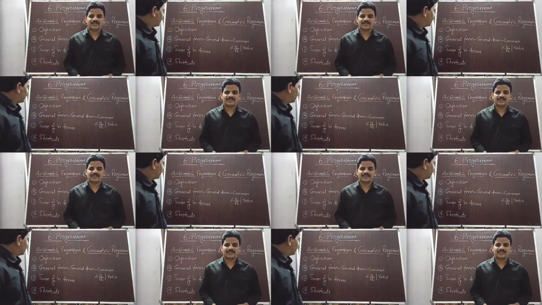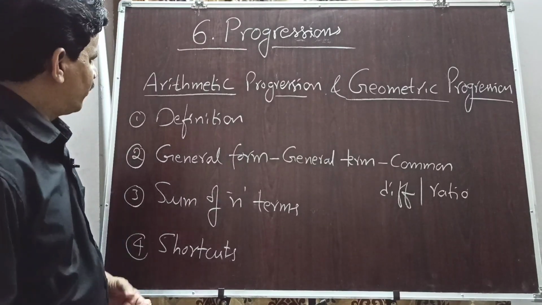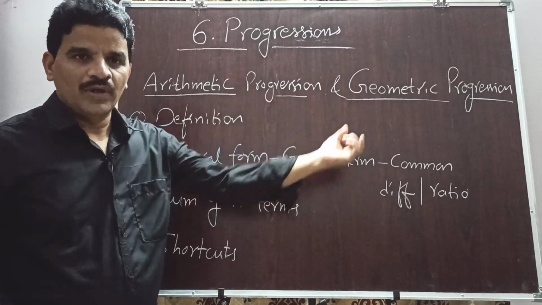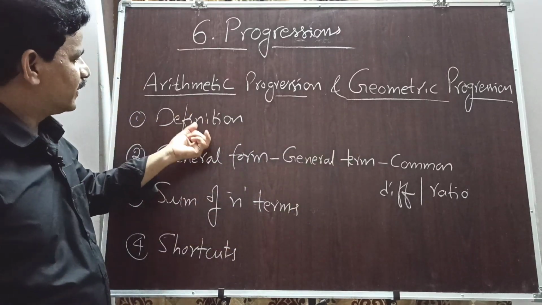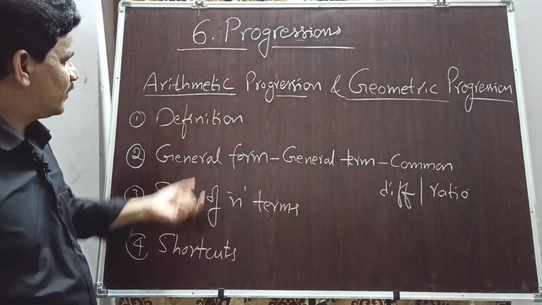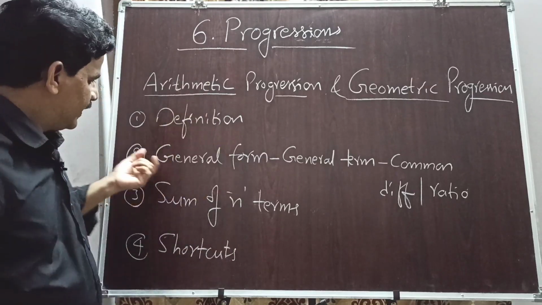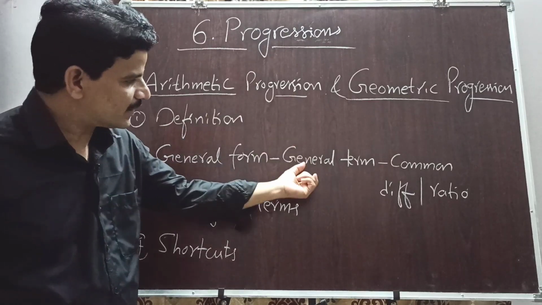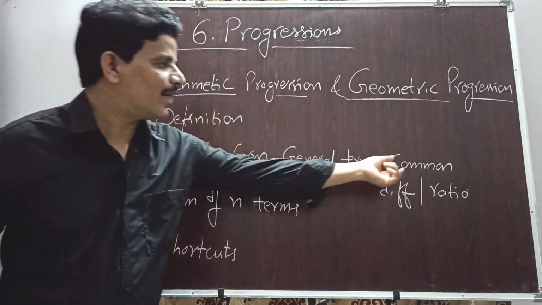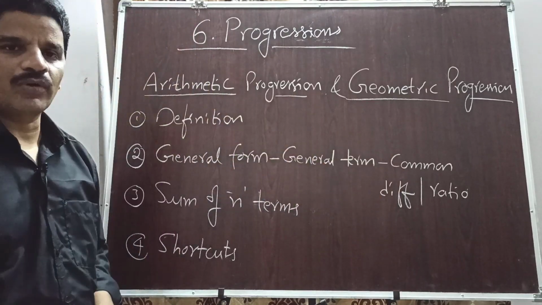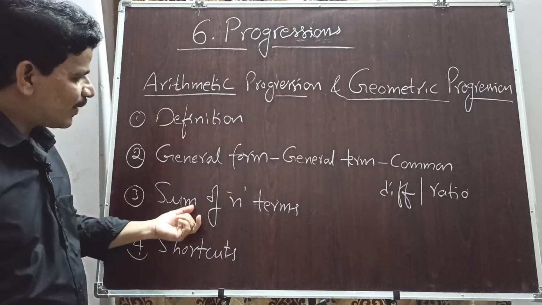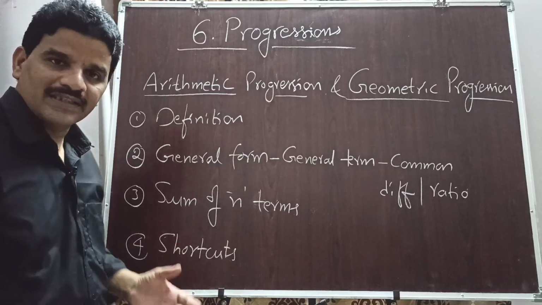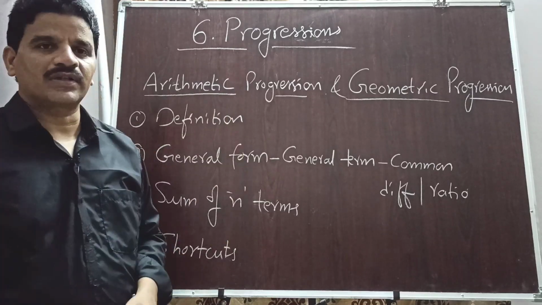So in today's lecture, I would like to discuss arithmetic progression and geometric progression. First point, what is the definition? What is arithmetic progression? Second, what is the general form of arithmetic progression, the general term and common difference of arithmetic progression. Next, third point, sum of n terms in arithmetic progression and some shortcuts or techniques in arithmetic progressions.